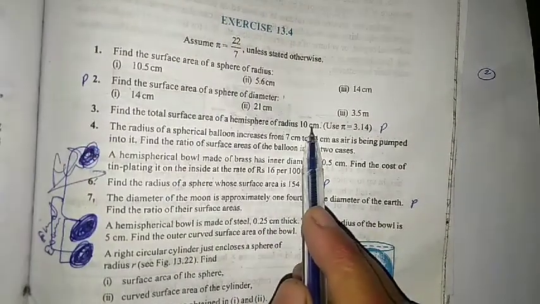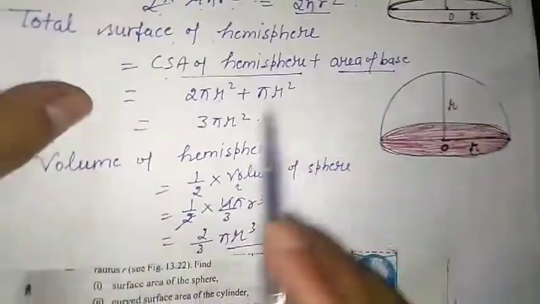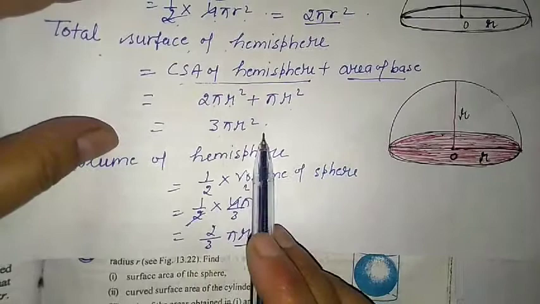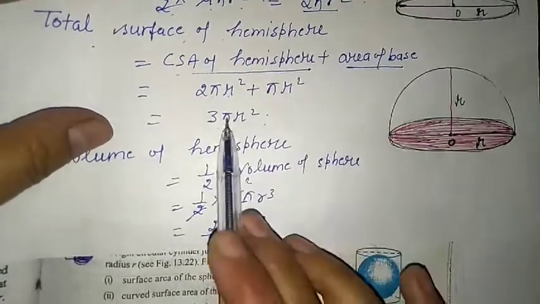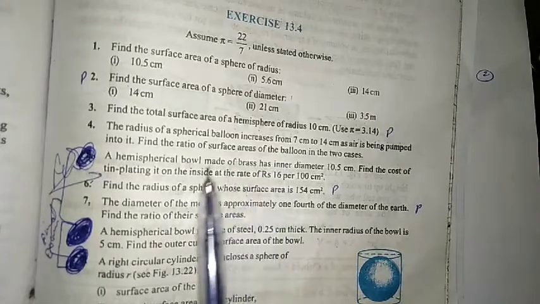Third question, find the total surface area of a hemisphere of radius 10 centimeter. The formula of the hemisphere for the total surface area is 3 pi r square. Radius is given, and we can directly use this formula. Putting the value of r and pi, we get the answer.